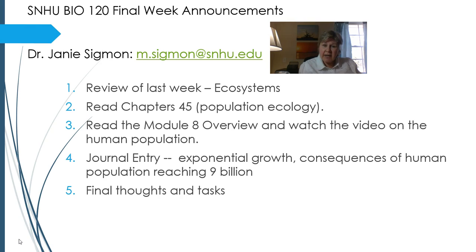But a journal entry, and you'll be discussing exponential growth. So think about exponential growth. The easiest way to think about this is with bacteria because it's harder to think of it in terms of other species. But exponential growth is where one cell divides and becomes 2, and those 2 divide and become 4, and 8, 16, 32, 64, 128, 256. So you see where this is going. The population doubles and it grows exponentially.